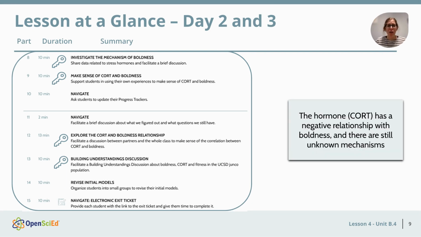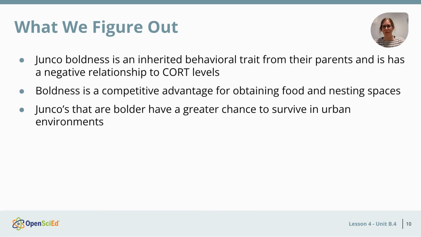Students are going to figure out that the hormone court has a negative relationship with boldness, and there are still some unknown mechanisms with this. Which leads us to wondering what else in our model do we need to figure out to explain how populations are changing in urban environments.